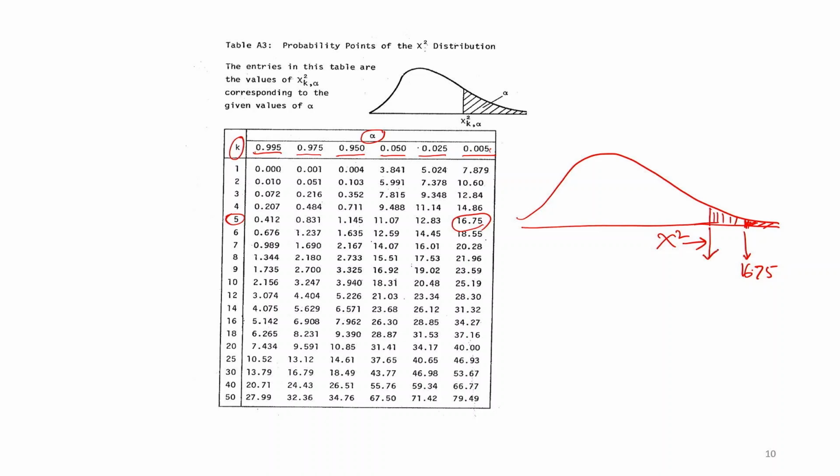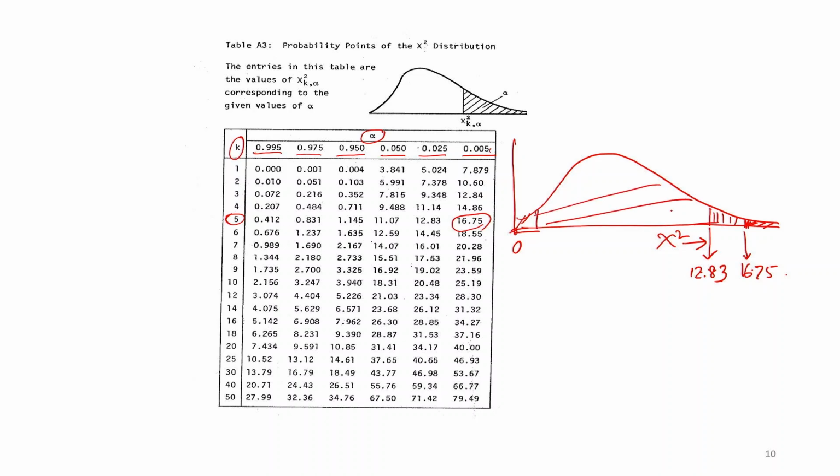So that time the value, how much it is given, it will obviously be less, because the chi-square value starts from this side, where at this end it is 0, and then it keeps on increasing. So this value will be less than this value. If you compare, it is 12.83 here. It is less.